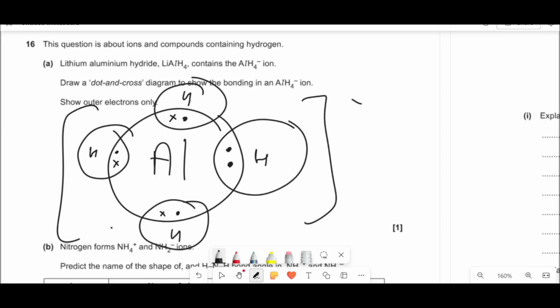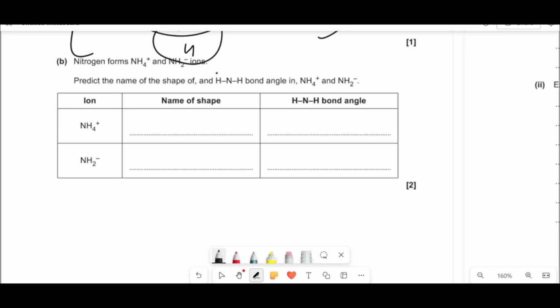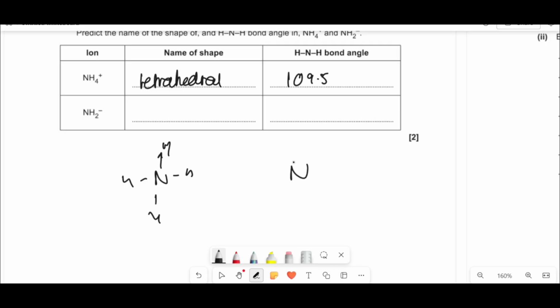Like that, it's minus. Now it says, nitrogen forms NH4 plus and NH2 minus ions. Predict the shape and name of these, and the bond angles in these, basically. So NH4 plus, right, it's N, H, H, H, H. So it's 4 bonding pairs and 0 lone pairs. So it's going to be tetrahedral, and it's 109.5.